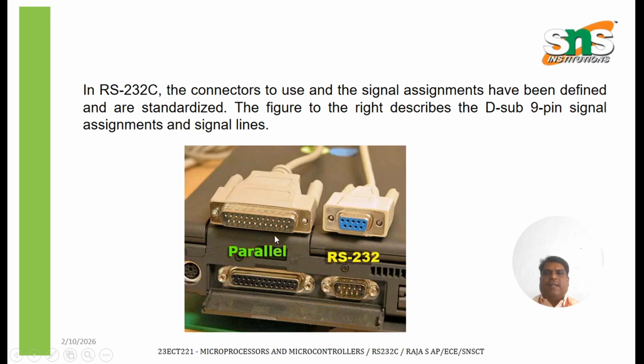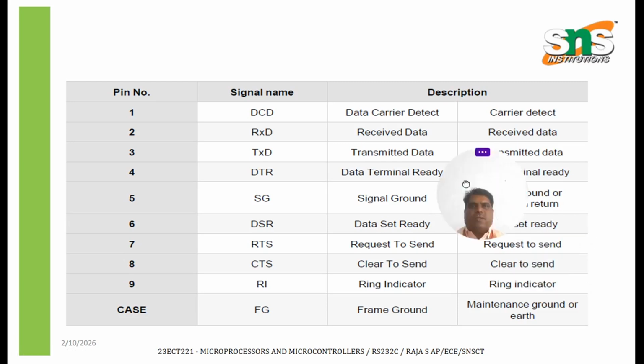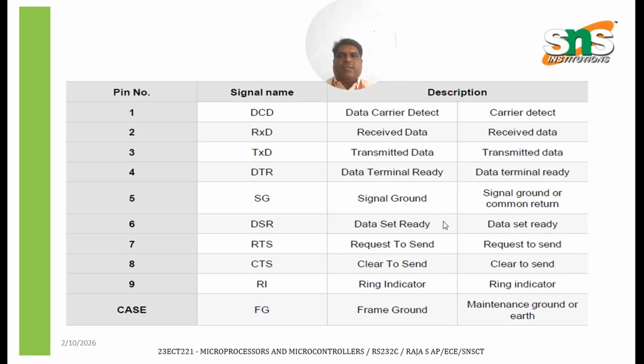This is the figure of RS232 in serial communication, and this is the 8255 parallel communication. For RS232C, the connectors to use and the signal assignments have been defined and standardized. The figure on the right describes the D-sub 9 pin signal assignment. So this is the D-sub 9 pin. If you count 1, 2, 3, 4, 5, the remaining is 4. So 5 plus 4, 9. Here also 5 plus 4, 9. This is the male and this one is the female. So this is how the pins are connected in RS232.